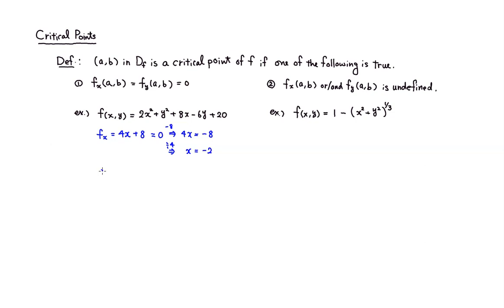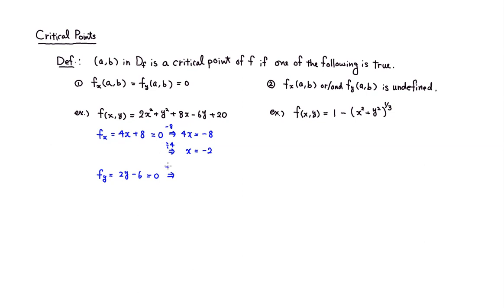All right, so we take the partial derivative of f with respect to y. The partial of the first term is 0. The partial of y² with respect to y is 2y. The partial of 8x with respect to y is 0, since it's a constant. The partial of −6y would be −6, and the partial of 20 is, of course, 0. So we set the partial with respect to y equal to 0. Then we can solve for y.